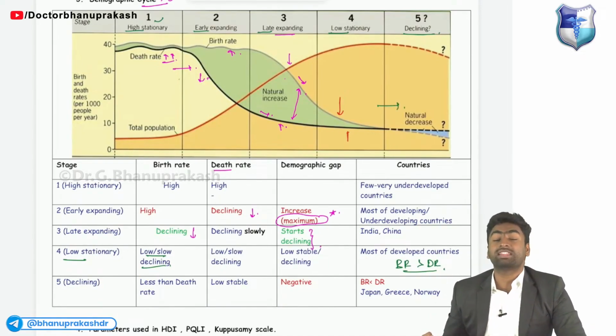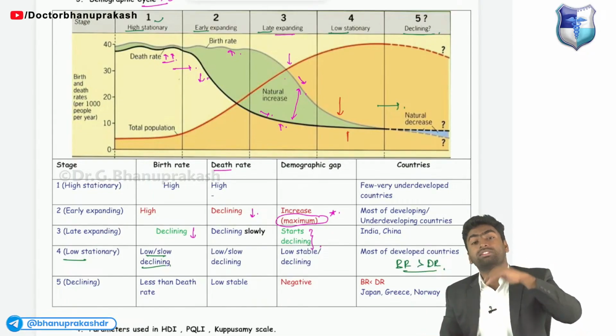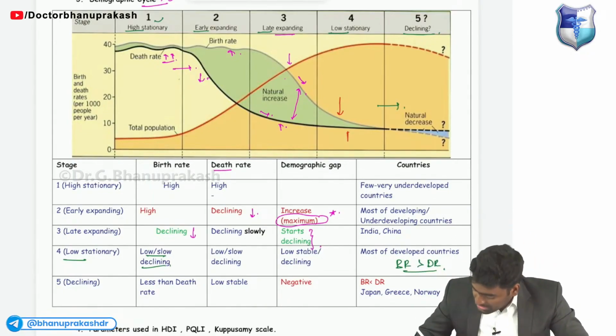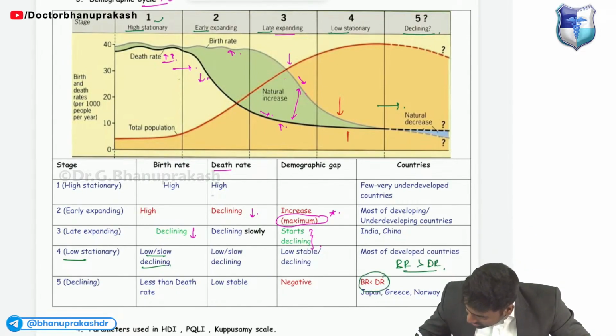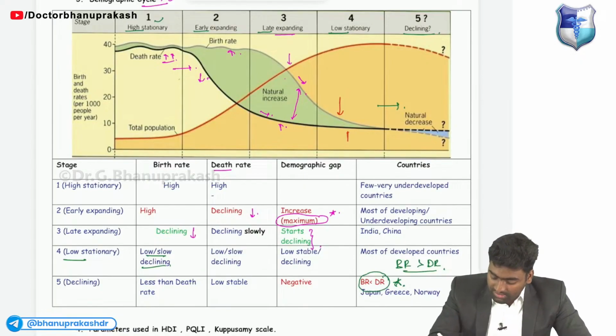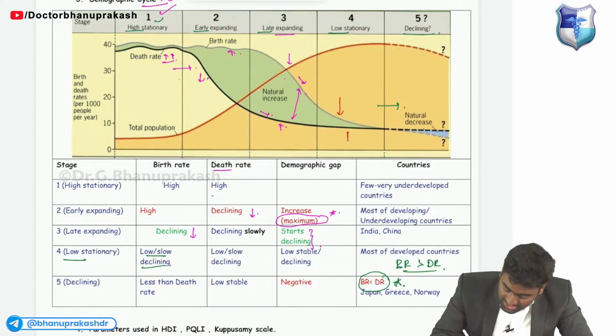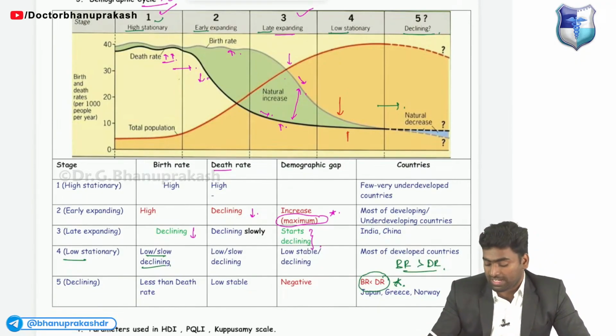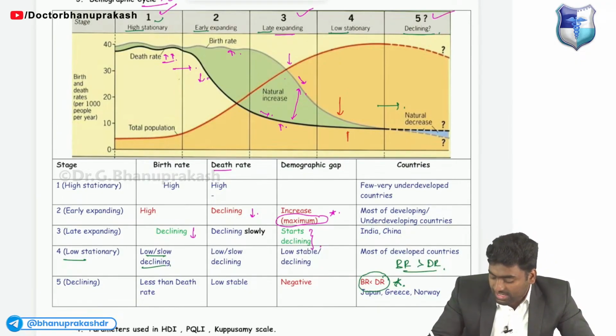In the declining phase, the death rate will be low, whereas the birth rate will be lower than the death rate. So this is the one catch point. Here the birth rate will be lower than the death rate. They can give you a phase and ask which phase this is. You should tell it is high stationary. Which phase is this? It is late expanding. Which phase is this? It is the declining phase.